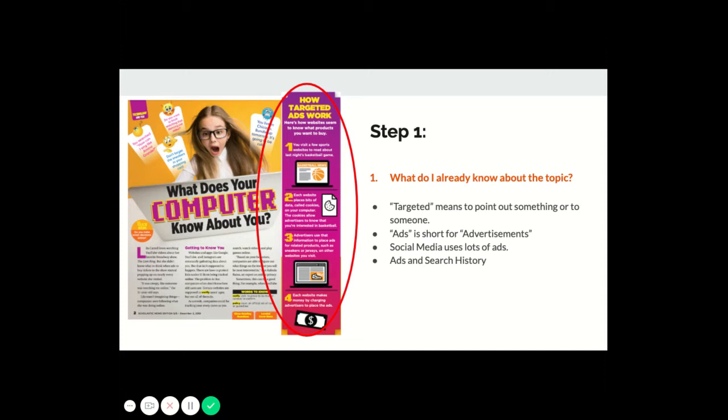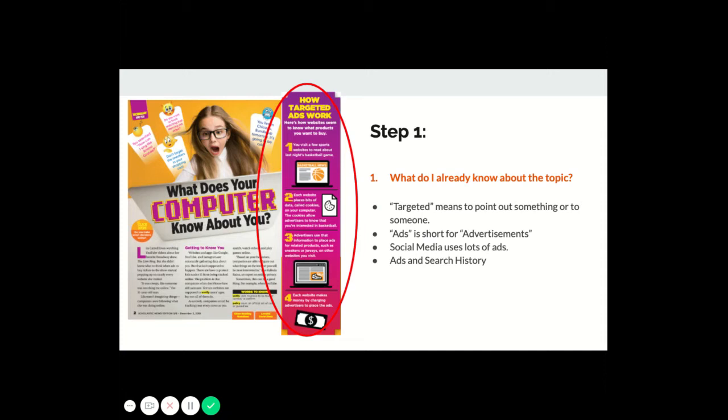Step 1, I ask myself, what do I already know about this topic? Well, when I read the little top part, it says how targeted ads work. Here's how websites seem to know what products you want to buy. And isn't that the truth? I mean, sometimes we search for something online, it could be on walmart.com, and before you know it, we get back on Facebook or Twitter or wherever, and there's an ad for that thing I searched for. Or sometimes it even feels like you just think about the thing, and boom, there it is on your social media newsfeed.